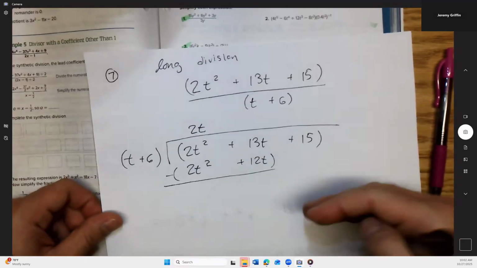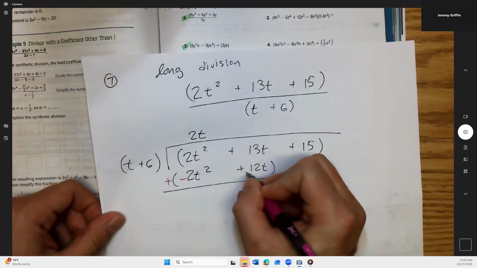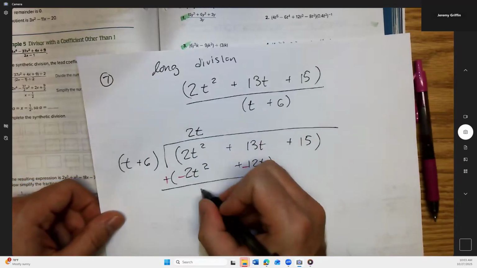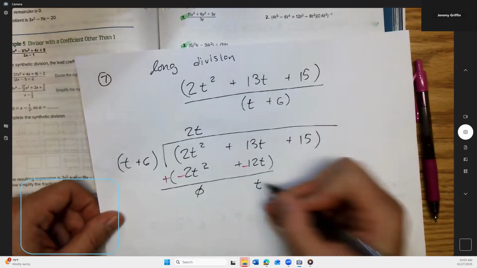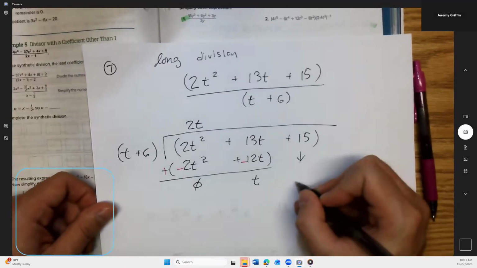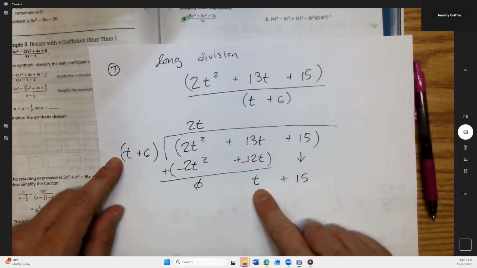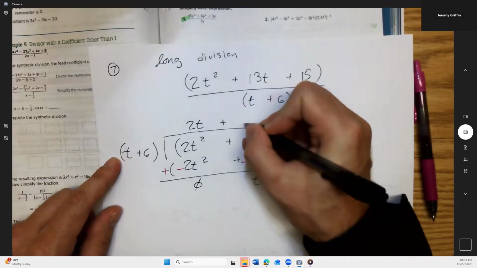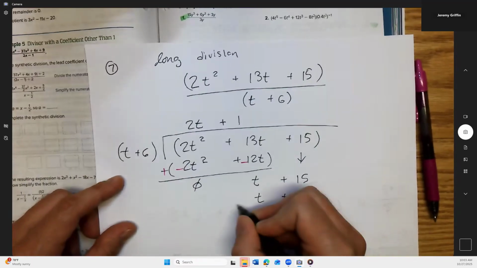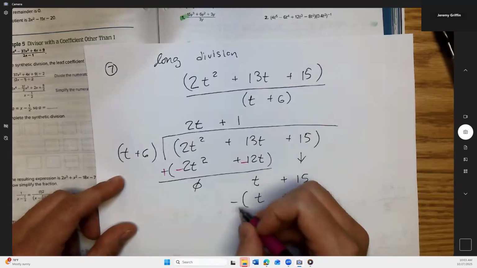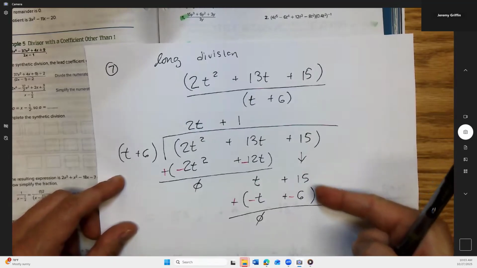In synthetic division, we were always adding down. In long division, we're always subtracting. Plus, minus, minus. This goes away. And then, guys, what's 13t minus 12t? Yeah, just 1t. And then drop down to 15. So plus 15. Guys, how many times does t go into t? One time. So up here for the quotient, I'll do plus 1. Then 1 times t plus 6 is t plus 6. Then subtract this off. Reverse the signs. This goes away.